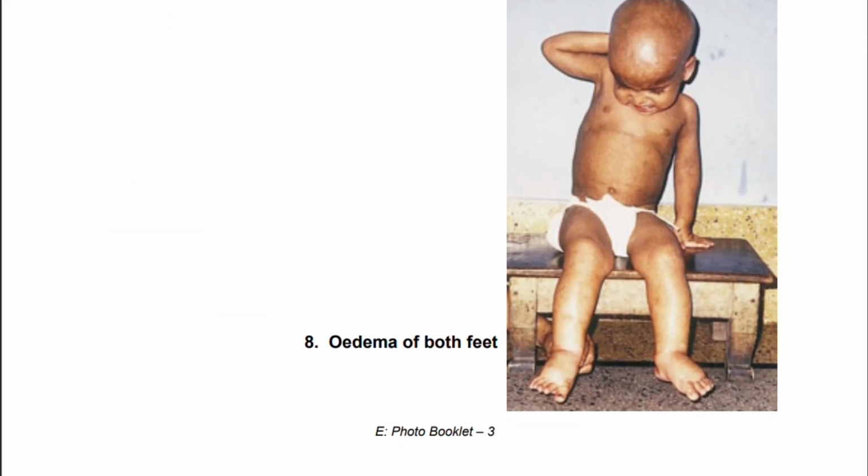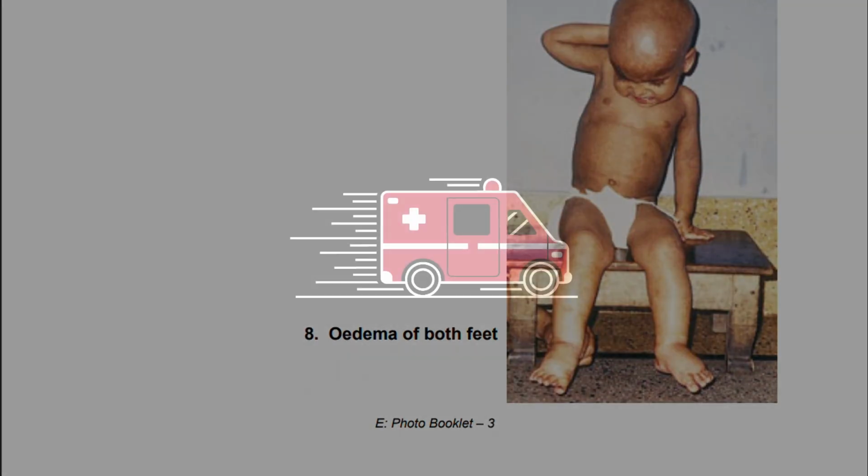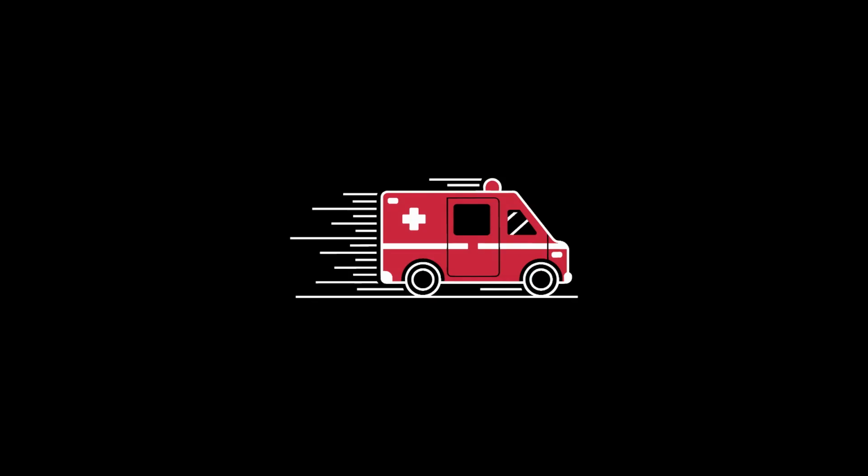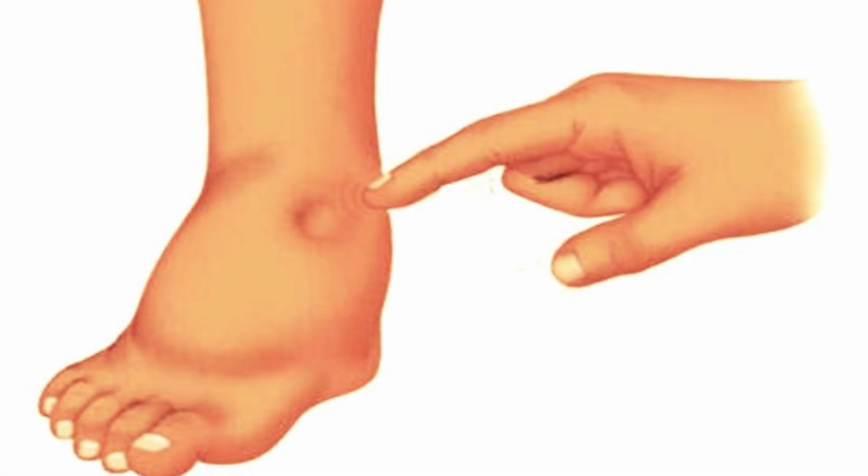Edema in both feet is a key indicator that the child requires referral, even if no other signs of kwashiorkor are present. To check for pedal edema, place the child's foot on your hand and gently press the top of the foot with your thumb. If edema is present, a pit will remain when you lift your thumb.